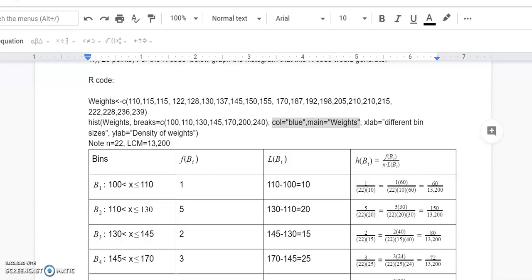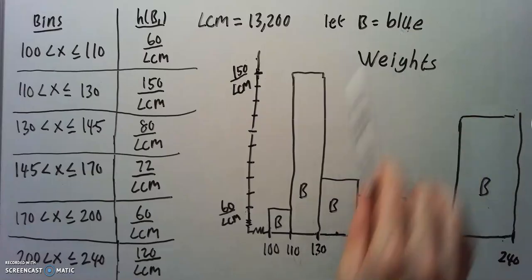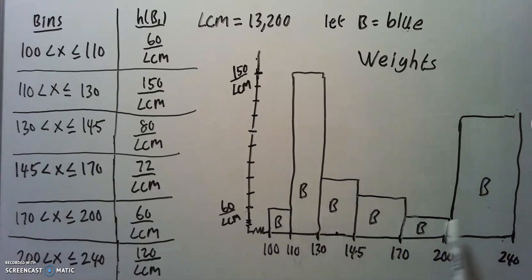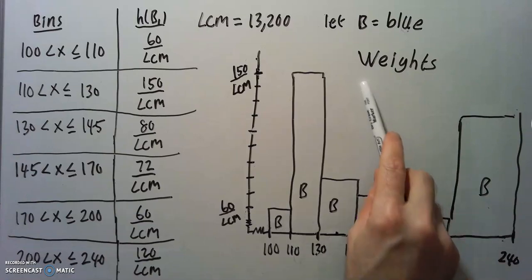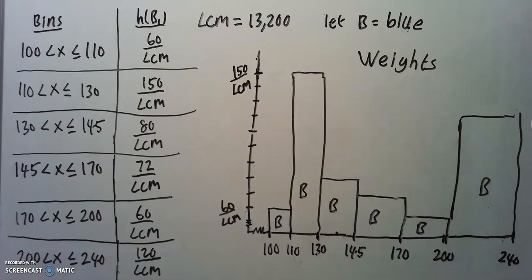So the R code tells us, come back over here to tell the rectangles should be blue and the main title should be weights. So let's do that. So I'm letting B equal blue, so I'm going to put B for all these. If you have color pencils, you can do that, that's fine. Or you can just write the letter in for the color. So these should be blue. And the main title is weights up here. Okay, let's keep going.